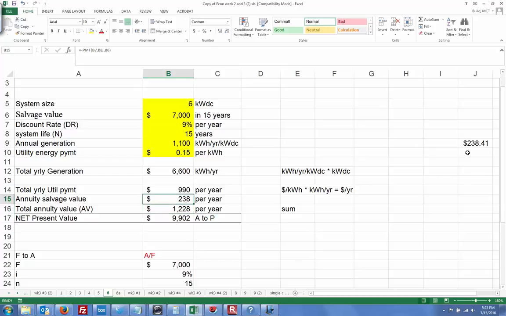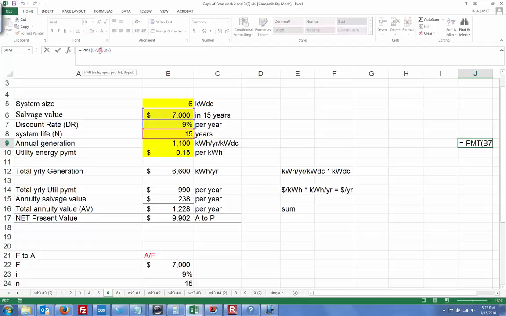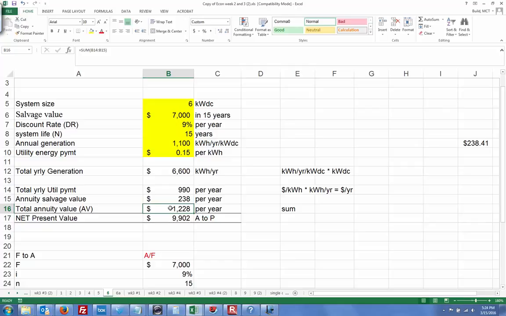So what I did over here, I just showed off to the side this function. It's PMT, and that's the rate, that's the number of periods. There's no present value, but here's the future value. Got that. So the total annuity value is that. The annuity value is $12.28. And so the next, the net present value, we have to turn that annuity into whatever it's worth now.